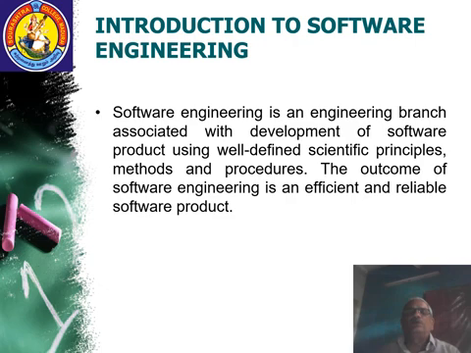Some nutshells. Software engineering is an engineering branch associated with the development of software product using well-defined scientific principles, methods, and procedures. The outcome of software engineering is an efficient and reliable software product. Generally, we know the engineering approach is applied when we develop concrete applications, so we need to follow some scientific principles, methods, and procedures. So the outcome of a project is a quality one, an efficient one, and a cost-effective one.